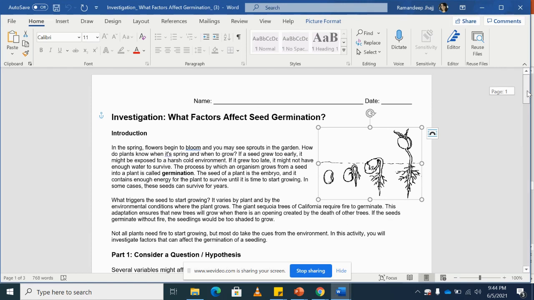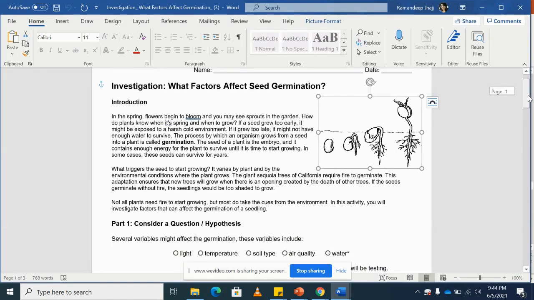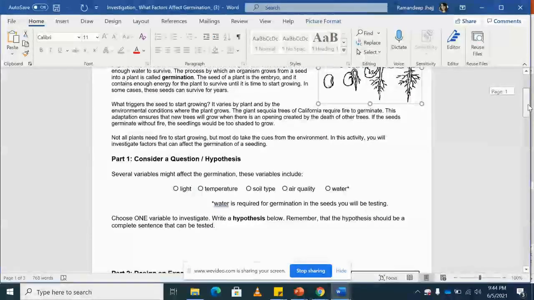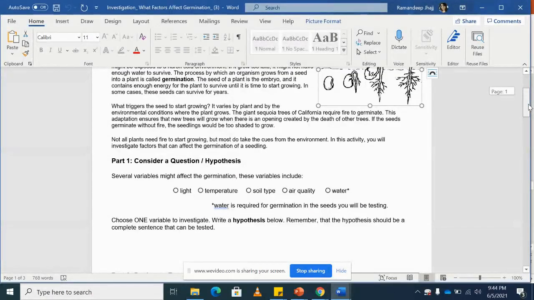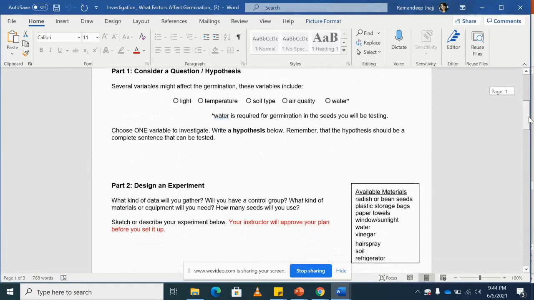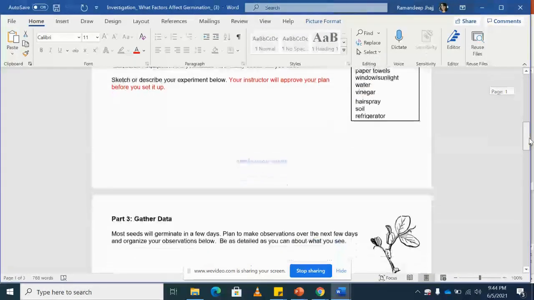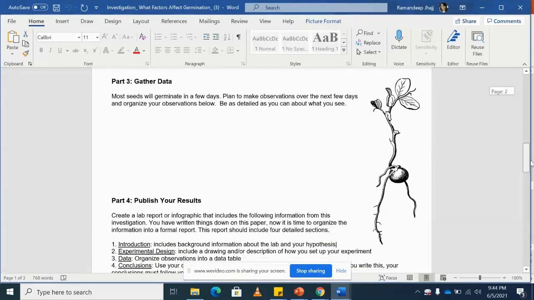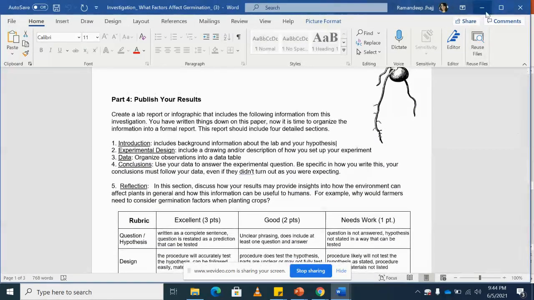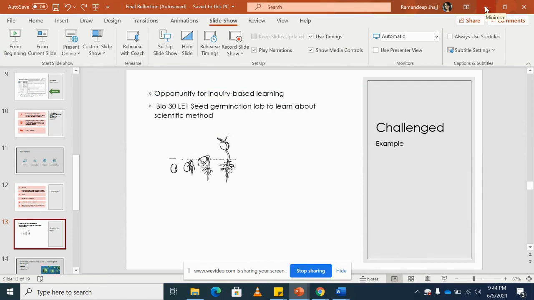Students will be given some background about seed germination, and they will be asked to pick any variable they want to test about seed germination. They can pick light, temperature, soil type, air quality, or water, and then they will write hypotheses, design an experiment, gather data, and publish their results. This is a perfect example of inquiry-based learning when you are teaching students about the scientific method, which is outcome LE1 of the curriculum.